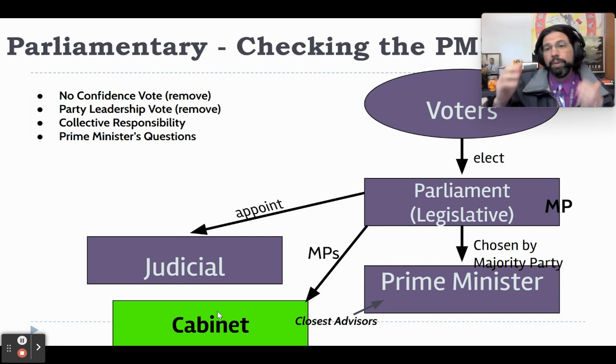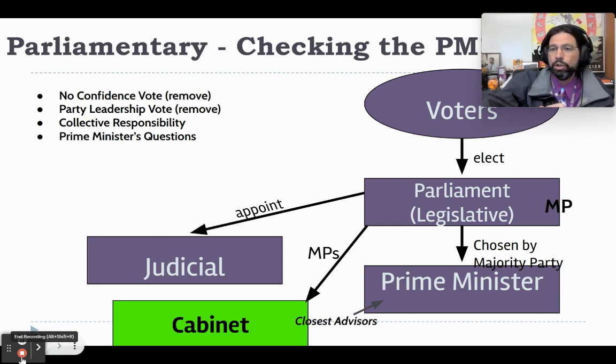So that is the structure of a parliamentary style system. Next time, we'll take a look at democratic presidential systems.